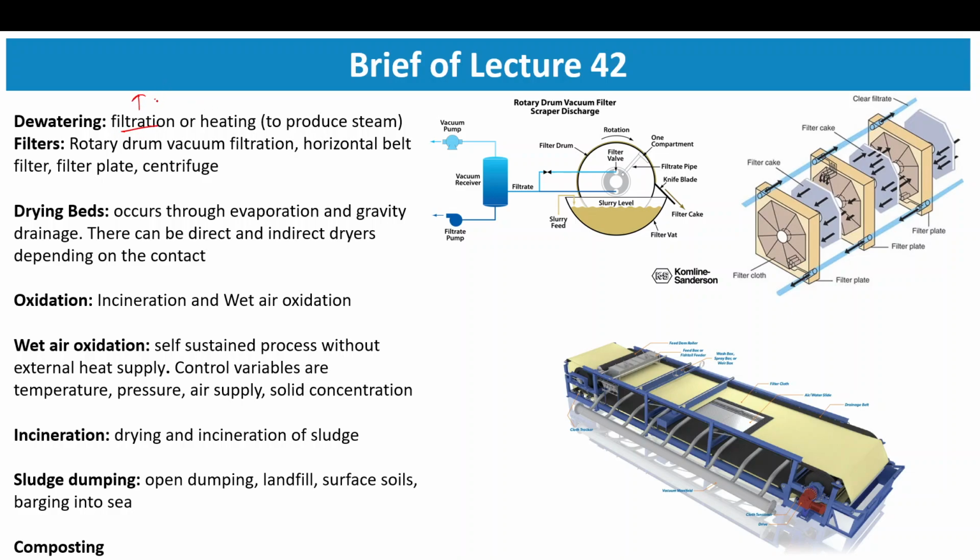For example, rotary drum filters. Then we can have plate and frame filters. Then we can have horizontal belt filters. This is an example of a horizontal belt filter. Or we can have a centrifuge. Or we can use drying beds. What it does is it produces steam. Okay, so we are providing heat to the bed of sludge, which results in the evaporation of water.